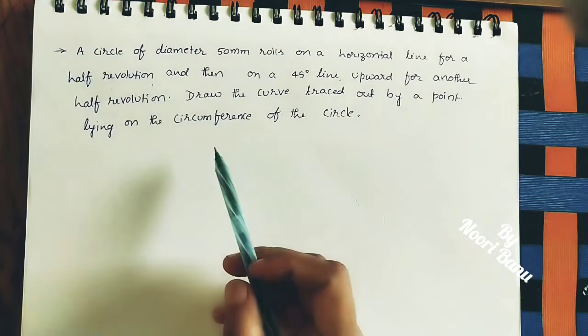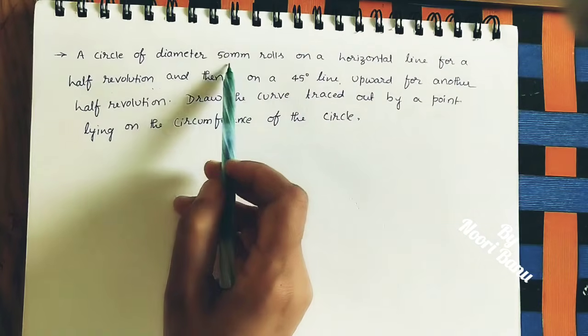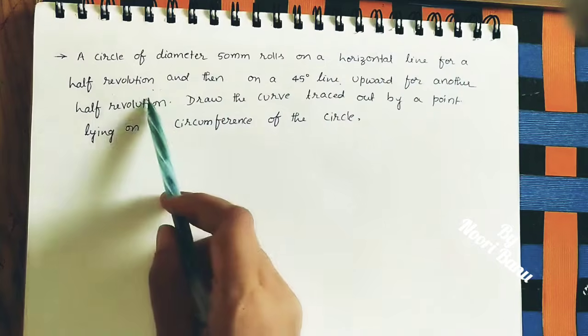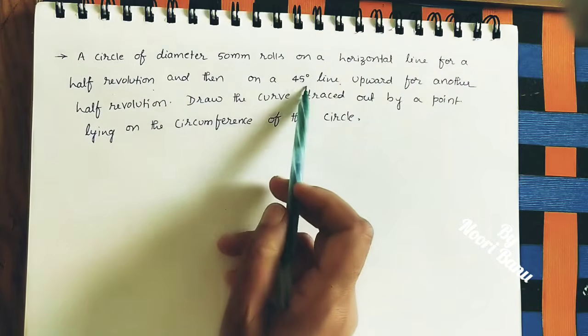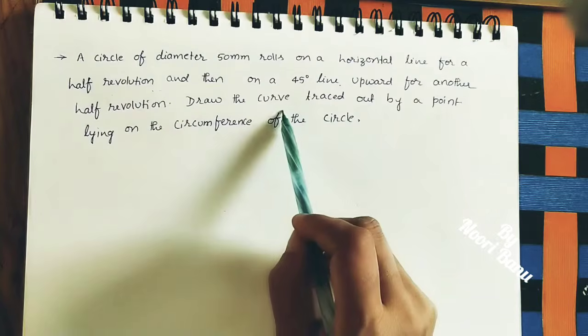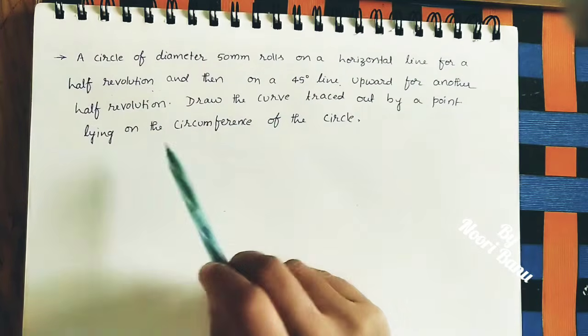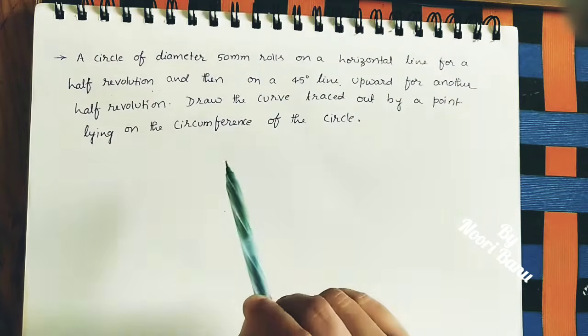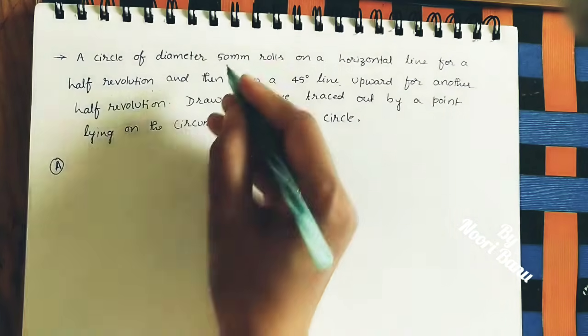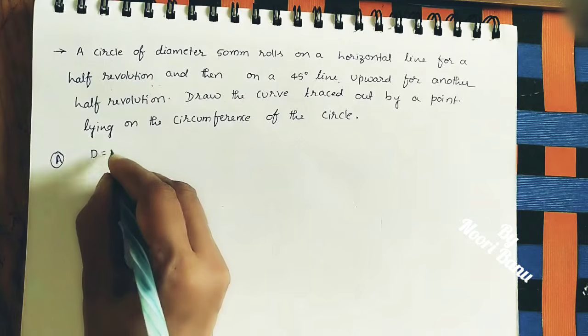For doing the cycloid, let us take the given data. A circle of diameter 50 mm rolls on a horizontal line for half revolution and then on a 45 degrees line upward for another half revolution. Draw the curve traced out by a point lying on the circumference of the circle. So this is the given data. Take the diameter here initially. How much is it? 50 mm.